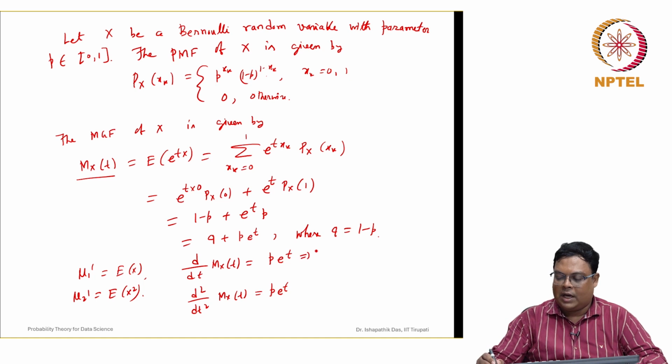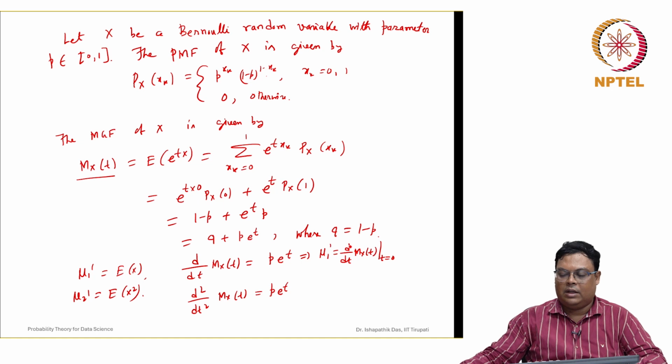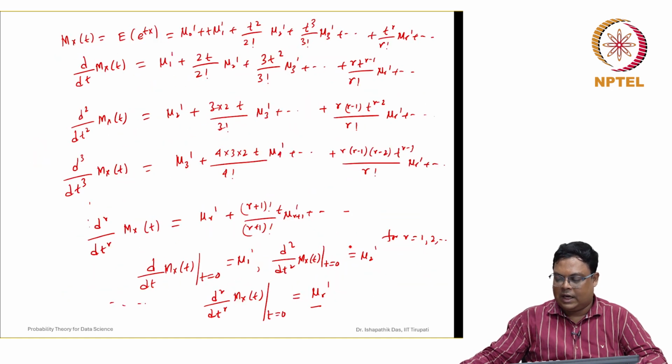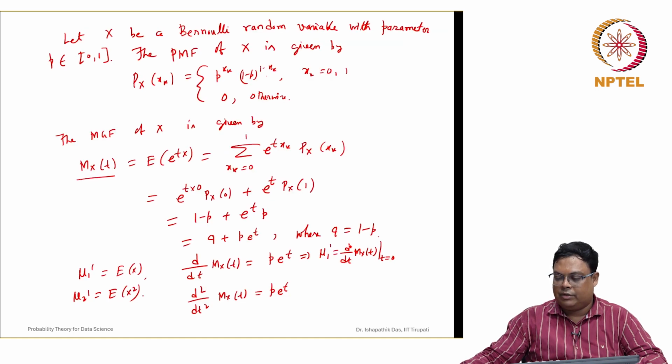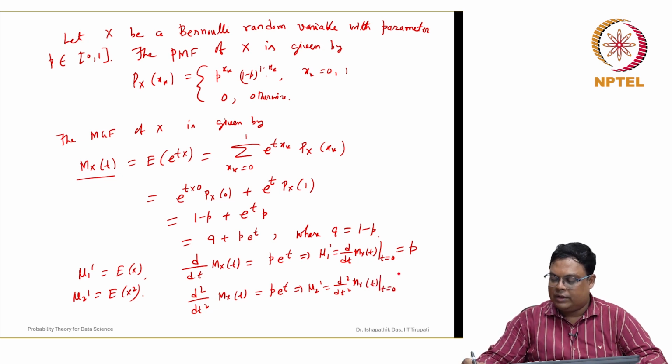So now mu1 dash is the expected value of X. This is if you differentiate and then evaluate at t equal to 0. That is what we discussed, that for any rth order moment you differentiate r times and then evaluate at t equal to 0. So if you put t equal to 0 here, this is nothing but p only. Similarly, mu2 dash, you differentiate the second time and then evaluate at t equal to 0, and this is again p.